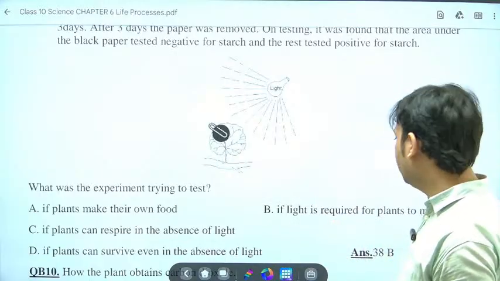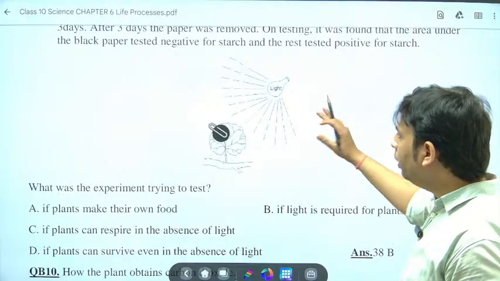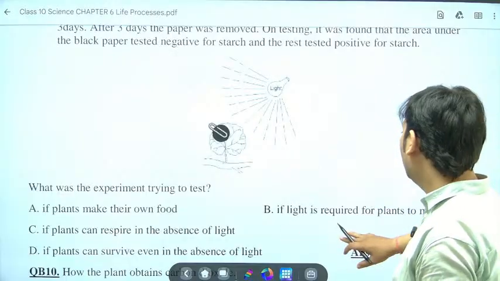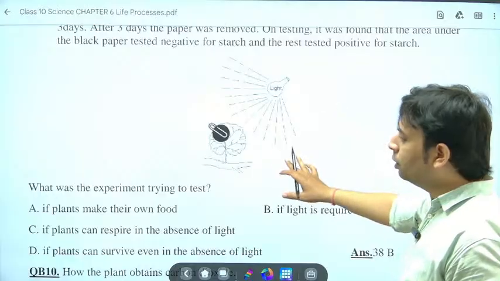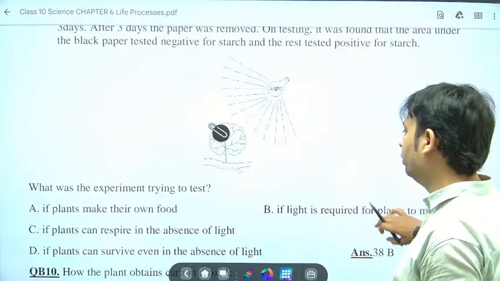So I am telling you the answer to this question. This experiment is showing that light is required for plants to make food.